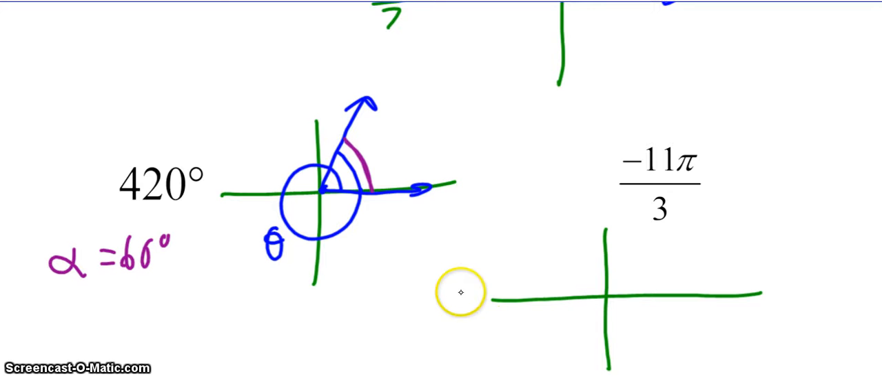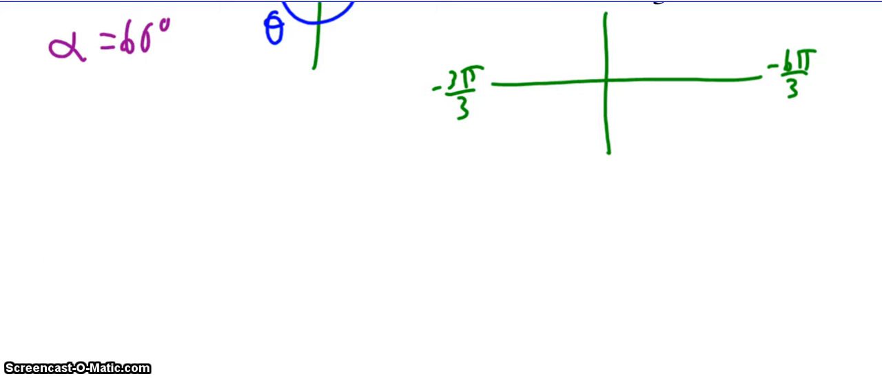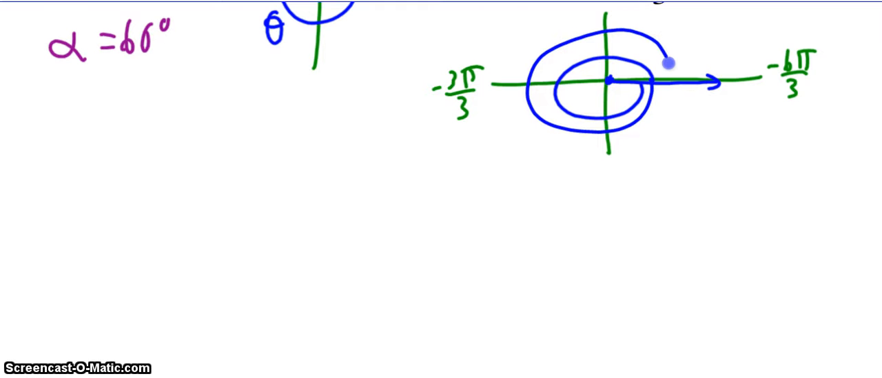So I know this is negative 11 pi thirds. This is negative 3 pi thirds, negative 6 pi thirds. So if I go around once, that's negative 6 pi thirds. If I go around twice, that would be negative 12 pi thirds, so negative 11 pi thirds is a little bit less than that. So that's going to be like right here.